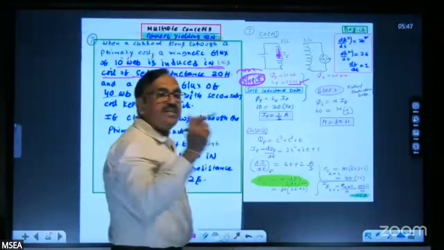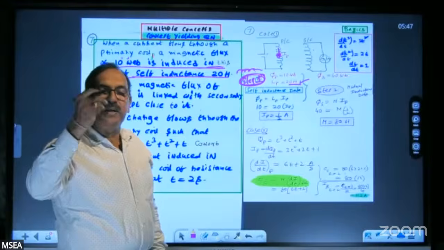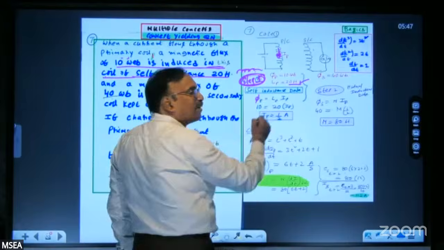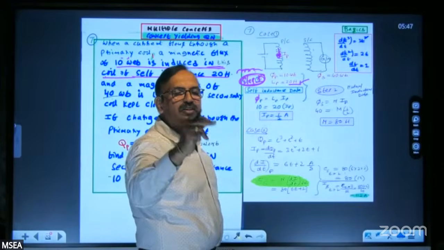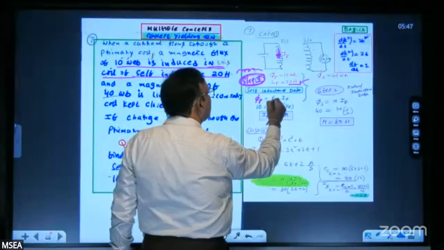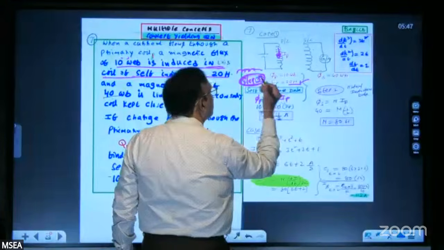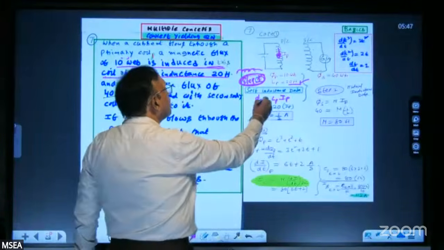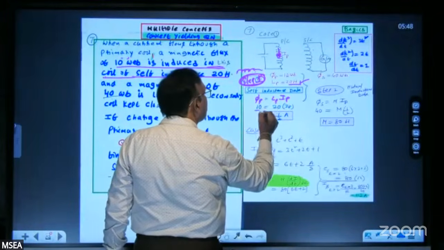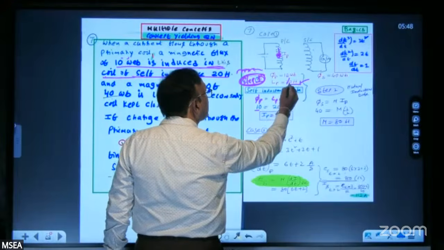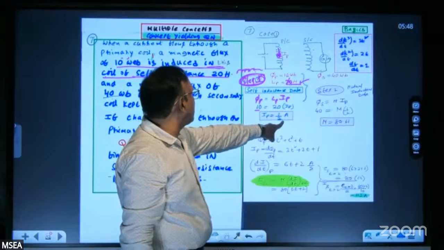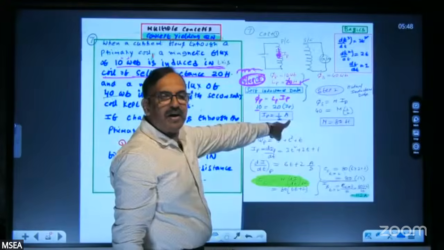From these things, what inputs can we have? In the case of self-inductance, you know that flux linked with one particular coil is nothing but Li. Phi is equal to Li, a very simple formula. Flux linked with the primary coil is the self-inductance of the primary coil into the current through the primary coil. The flux linked with the primary coil is 10 Weber, and self-inductance of the coil is given as 20 Henry. From that, you can calculate the current in the primary coil. It comes out to be half ampere.